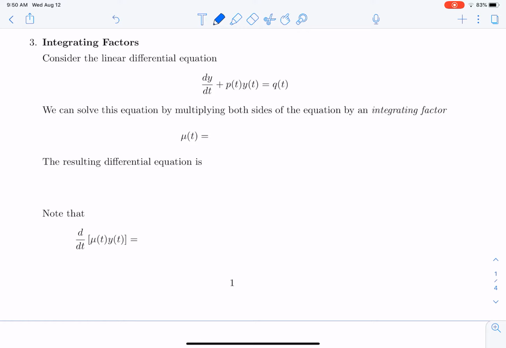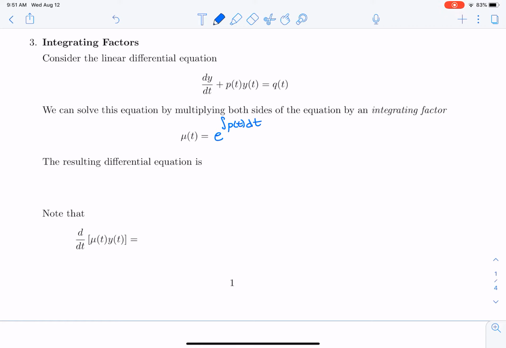So we have our equation dy/dt plus p(t) y(t) is equal to q(t). And I'm going to suggest that we always want to multiply this equation by mu(t). This is the Greek letter mu, and mu(t) is always going to be e to the antiderivative of p(t) dt. That looks a little bit mysterious, but we're going to try multiplying our equation by mu(t) so that hopefully we can see that we can more easily integrate this equation.